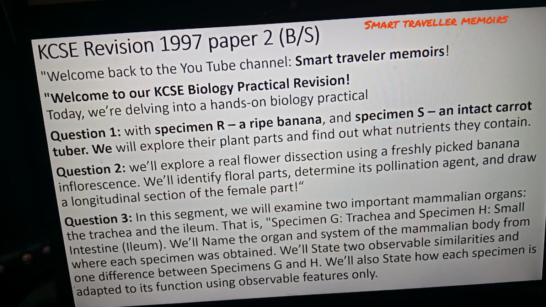Today we are looking at KCSE Revision 1997 Paper 2, Biological Sciences.